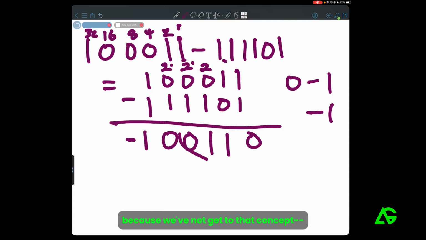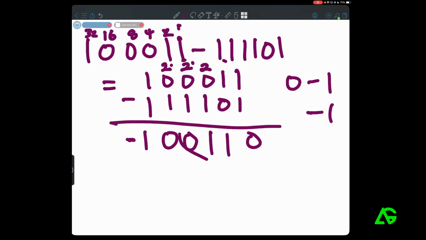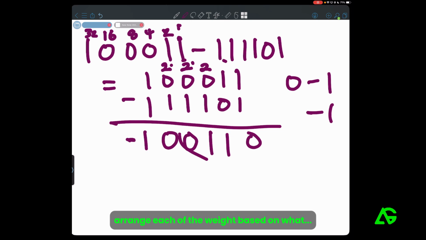Pardon me for moving, because we've not yet gotten to that concept. We just want to check whether what we have here is correct or not. It might be correct, but to be certain of what we are doing, let us check it with base 10. Also for this, we will do the same thing. Let's arrange each of the weights based on the position of the digits. We are working in base 2, right? So each of the weights should be times 2 heavier than the previous one.